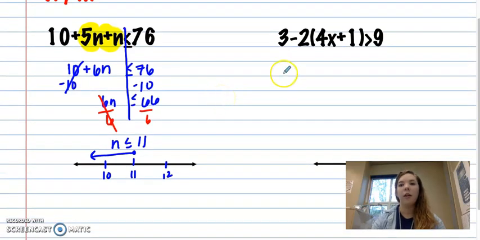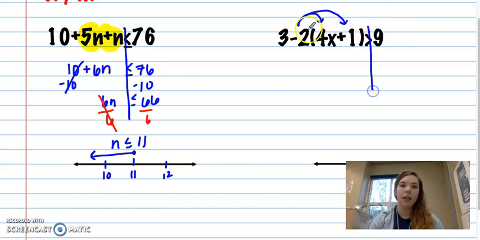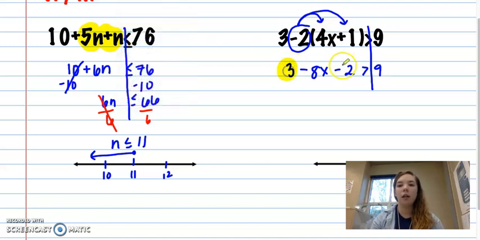All right, the second one, the first thing I have to do is distribute because I need to get rid of these parentheses. And this is a negative 2. So negative 2 times 4x is negative 8x. Negative 2 times 1 is negative 2. Then I'm going to combine like terms. In this case, my like terms are 3 and negative 2. So 3 minus 2 is 1.